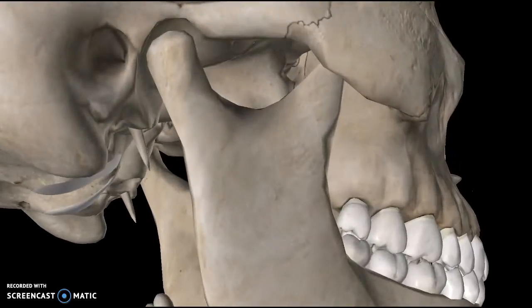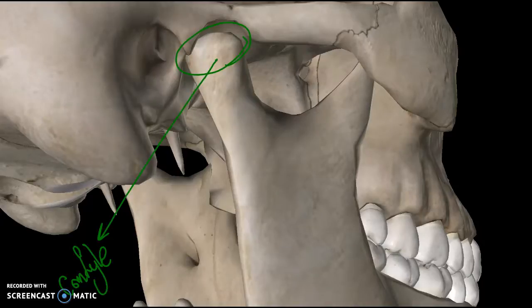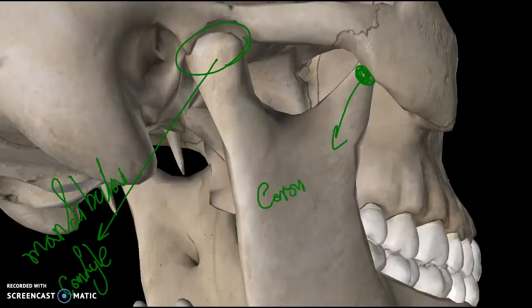Two more structures to pay attention to is this round structure here, this one, and this is a condyle. So if you guys know from your anatomy terminology, condyle is around the structure, which is what we see here. So this is a mandibular condyle, and right here underneath the zygomatic bone, this is the coronoid process. So I don't know if you guys can see it.